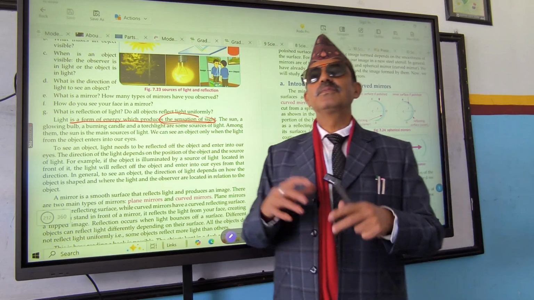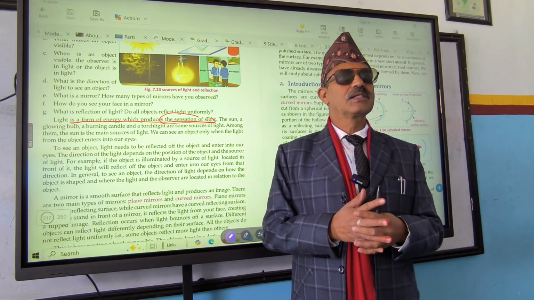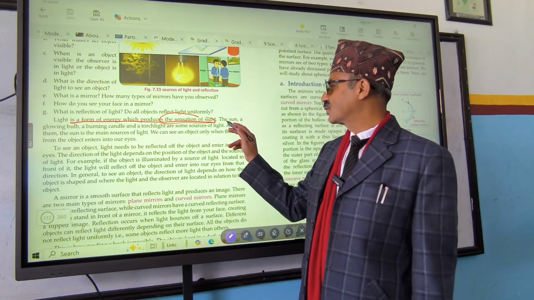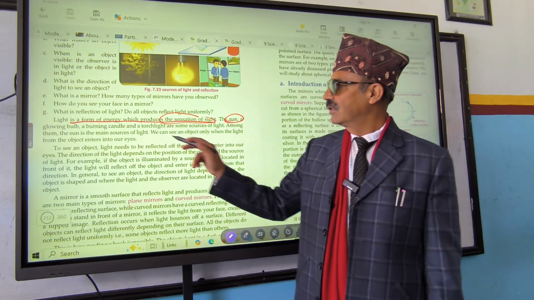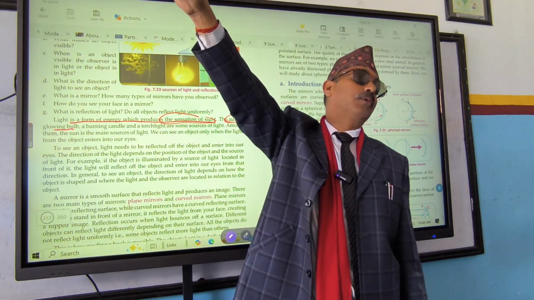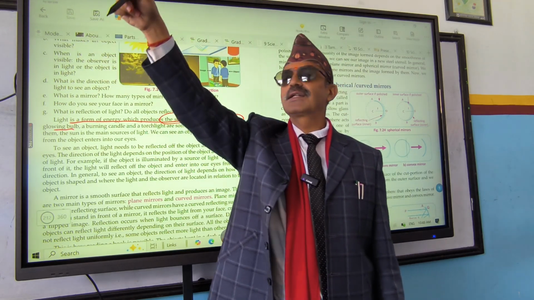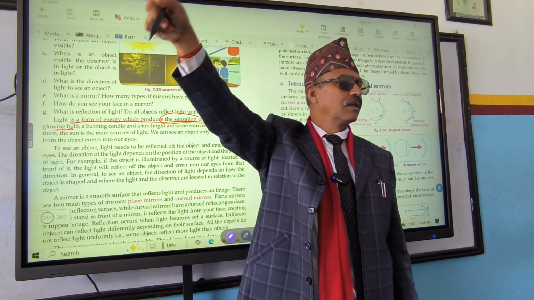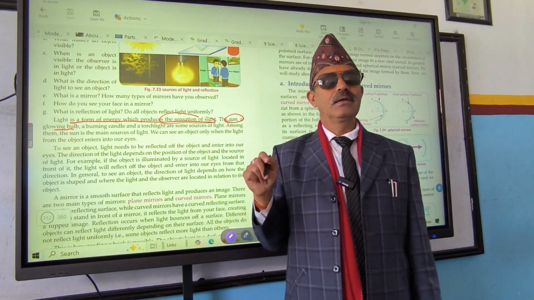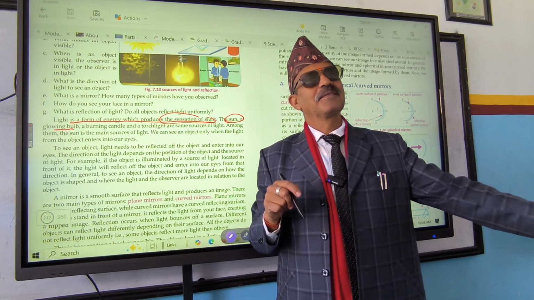There are some substances from which light can be obtained. When light is produced, they are called sources of light. What are some sources of light? The sun, a glowing bulb. Don't just say bulb; the bulb must be glowing, then only light can be obtained. If you switch on, it gives us light. If it is switched off, how can it give light? That's why glowing bulb, glowing candle, burning fire. Fire is always burning. Yes or no?